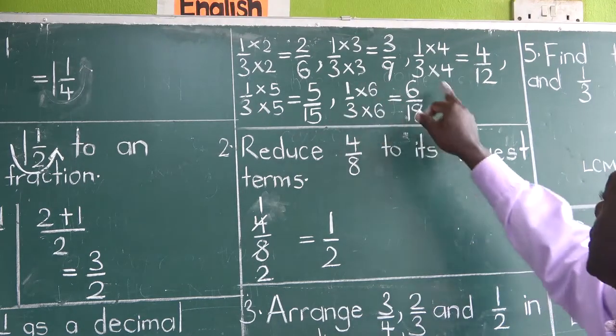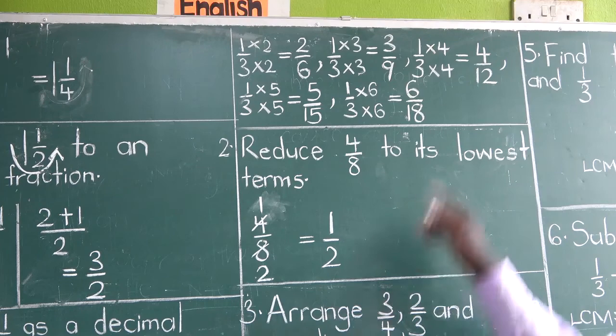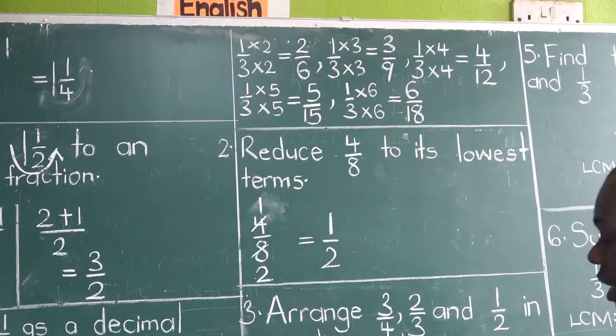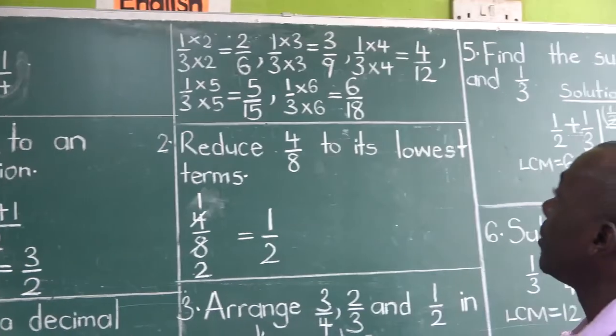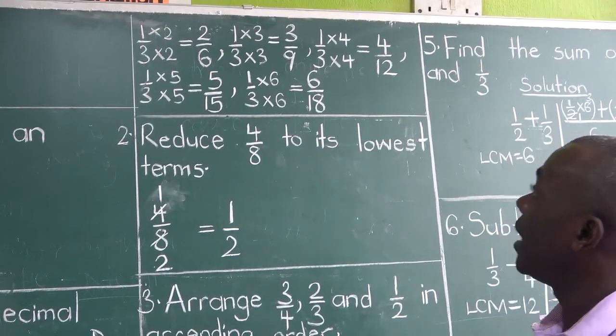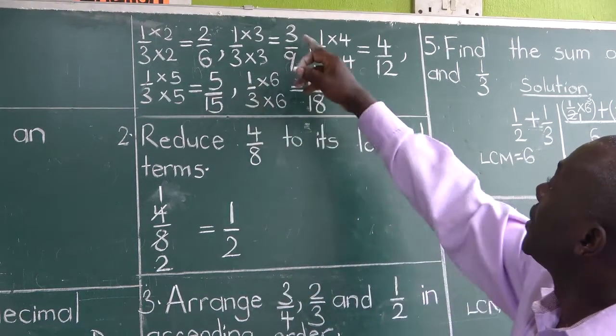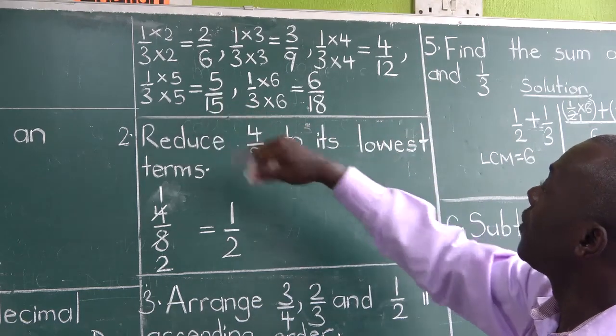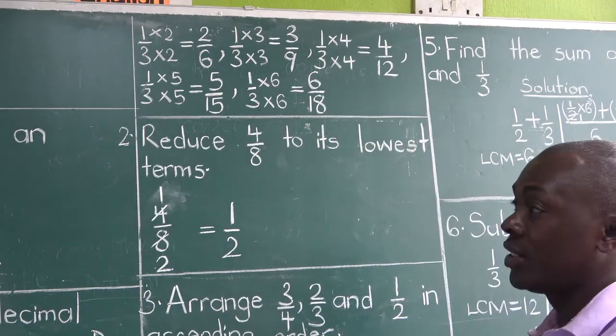Then the fifth one, you multiply both numerator and denominator by 6, times 6 times 6, where 1 times 6 you get 6, and 3 times 6 you get 18. So the fifth is 6 out of 18. Now you pick them out and write them out. So the equivalent fractions to a third are 2/6, 3/9, 4/12, 5/15, and 6/18.